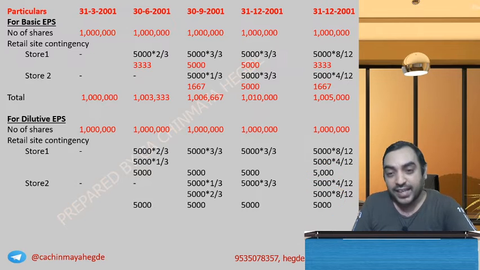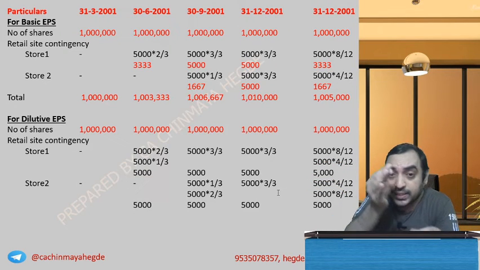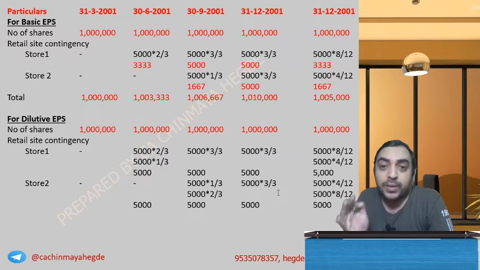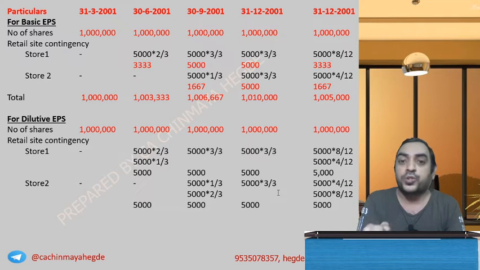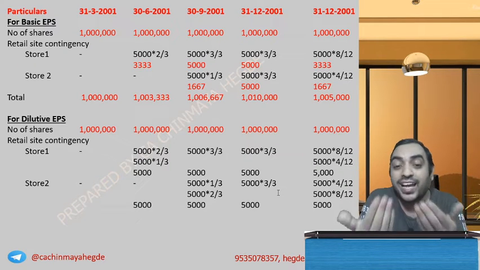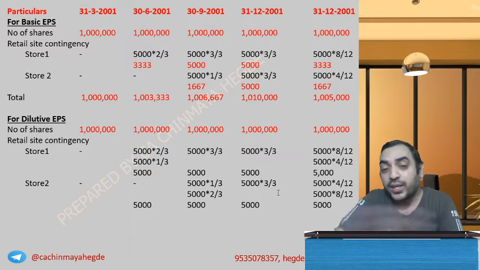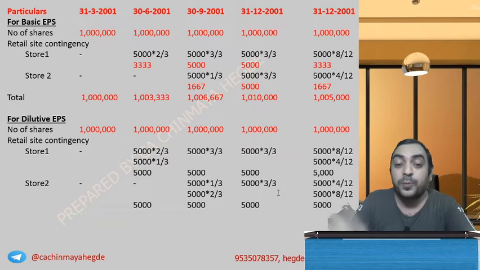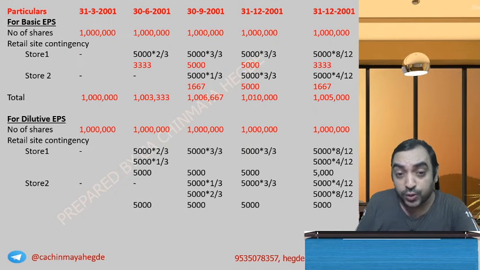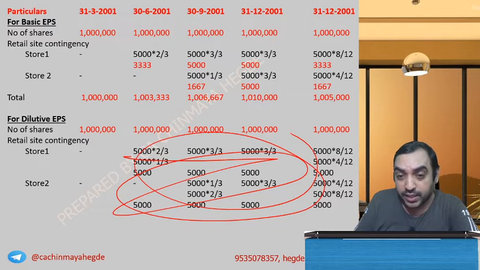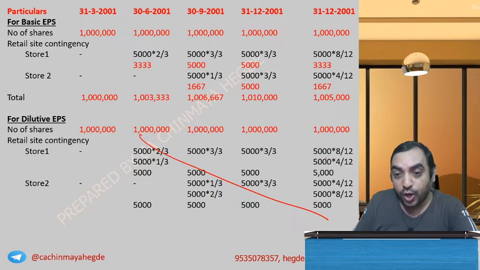Got the point? Standard says when the contingency is resolved, you take it in basic EPS from the date of issue, proportionate number of months. For dilutive EPS, don't worry about this. Take it for full period. In fact, if you see institute solution, they will not do so much circus. They will not do this.